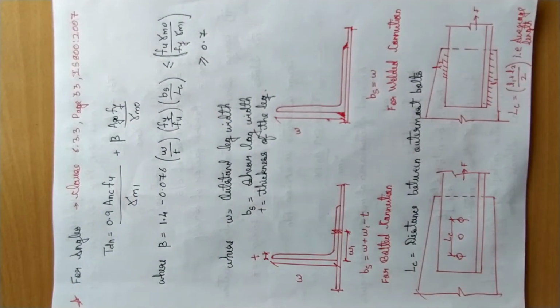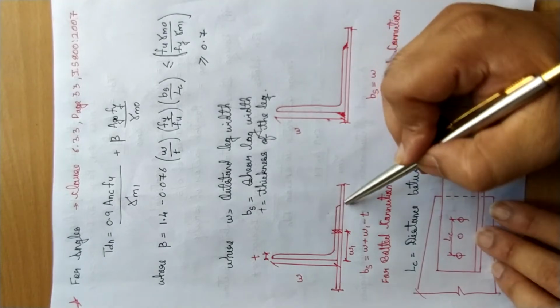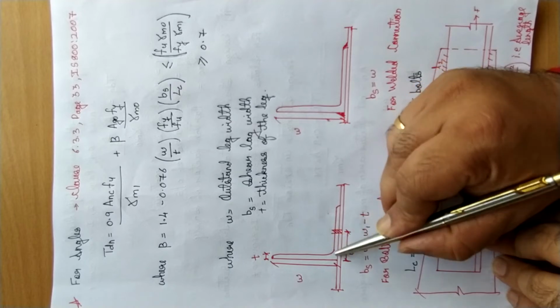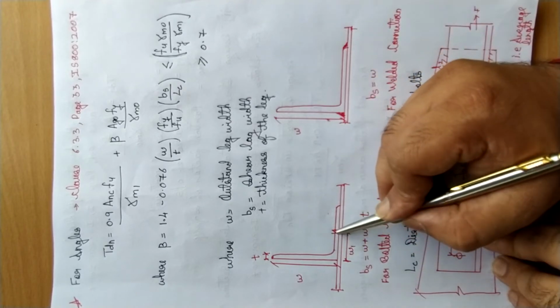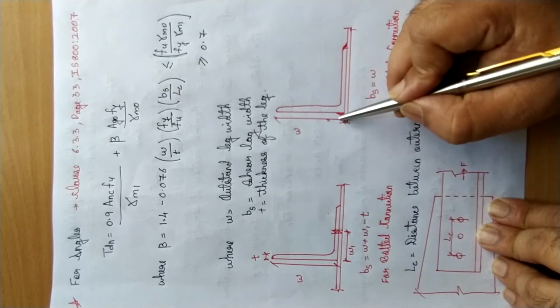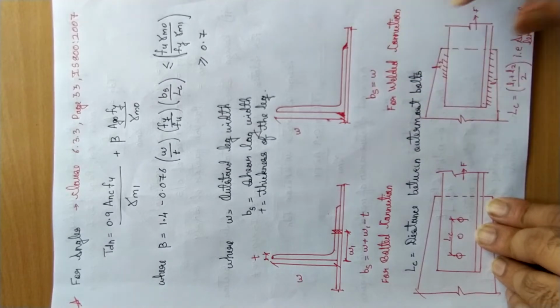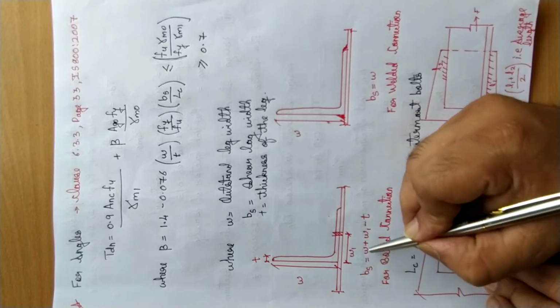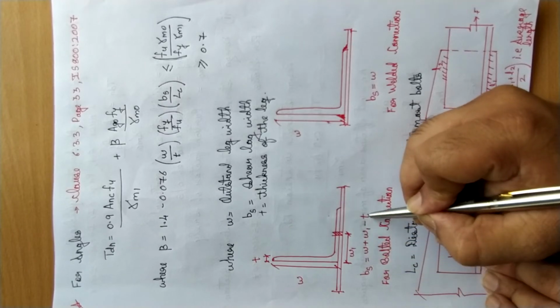Now let us see. So those I have drawn. This is with respect to bolted, this is with respect to welded. However, you can see this is the connected leg. Here we have provided a bolt. This is a connected leg. We have provided the weld connection. So let us see for bolted. For bolted, Bs is W plus W1 minus T.